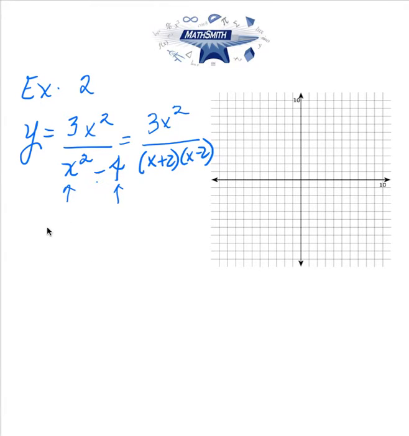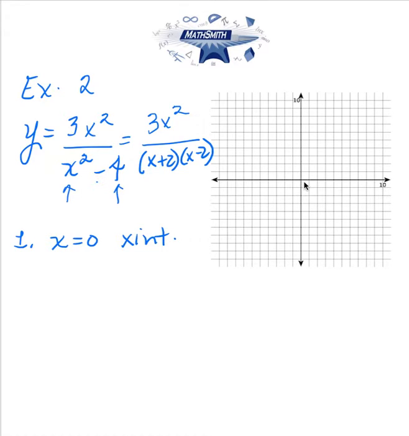All right, now let's figure out the x-intercepts. The x-intercepts are whatever would cause the numerator to equal 0. Well, what is that? If x equals 0, my whole numerator is going to be 0. So it looks like I have an x-intercept at x equals 0.